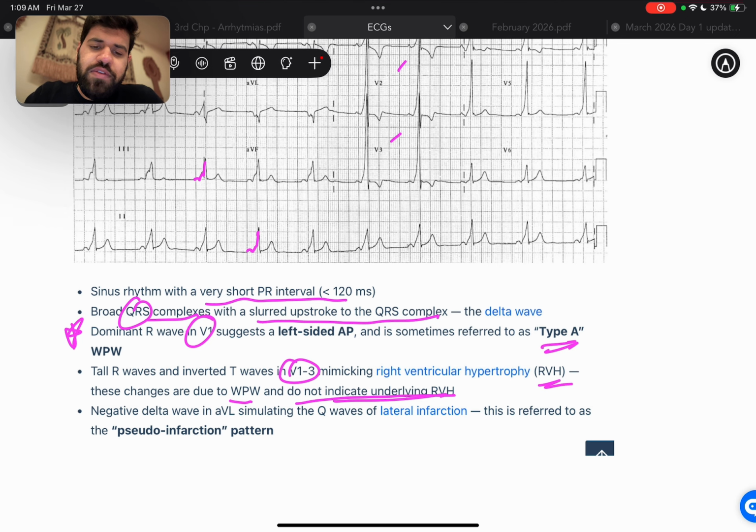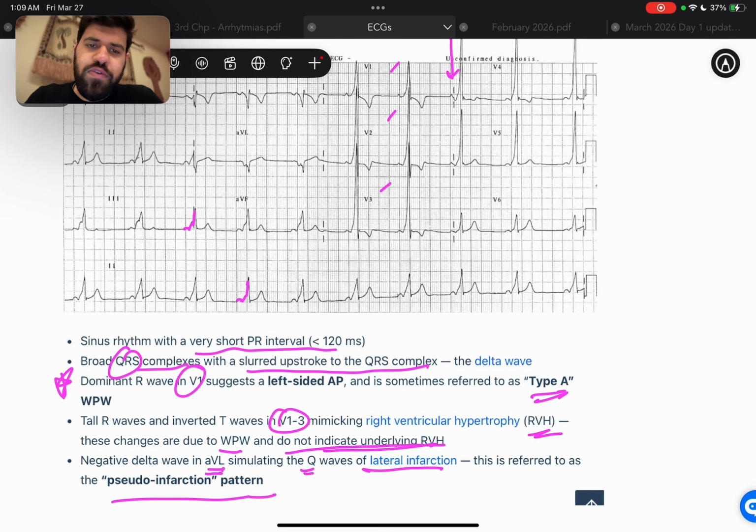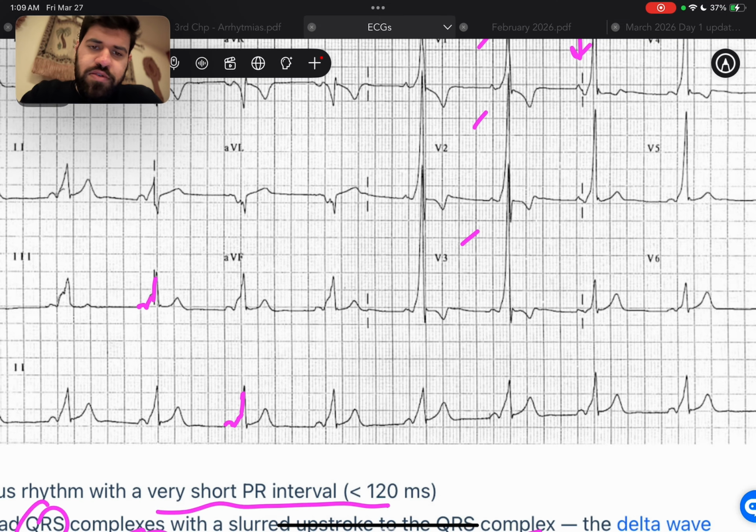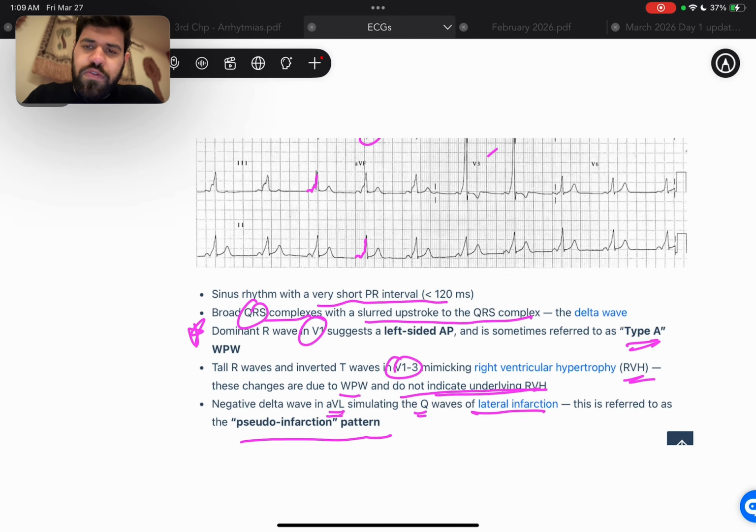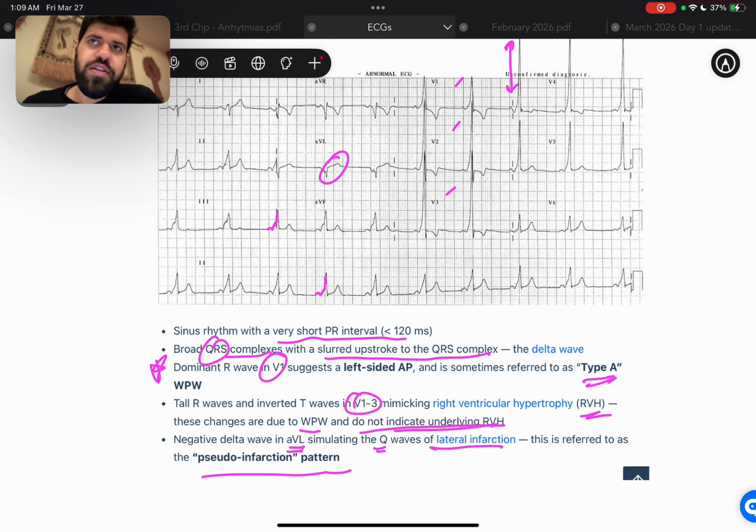So negative delta waves in AVL simulating the Q waves of lateral infarction. This is referred to as pseudo-infarction pattern. All right, so we have pseudo-infarction in the ECGs as well for WPW, but again it's clinically based. If the patient profile matches WPW and in the ECG we can see delta waves, then it's most likely going to be WPW.